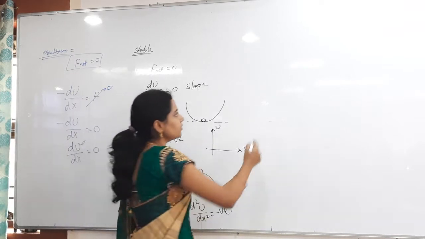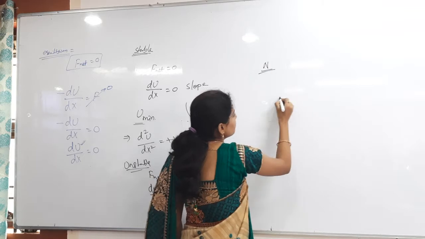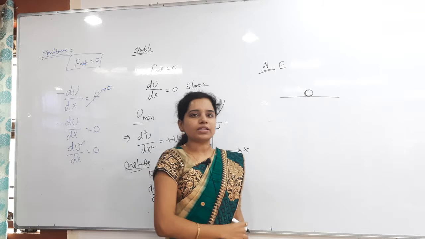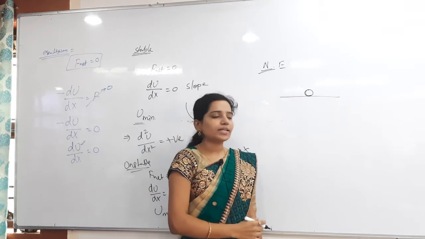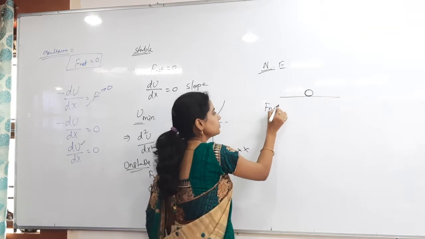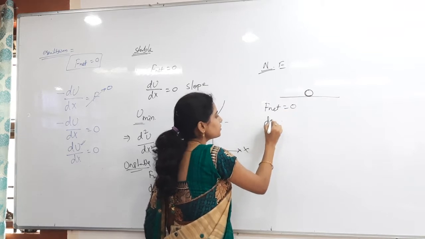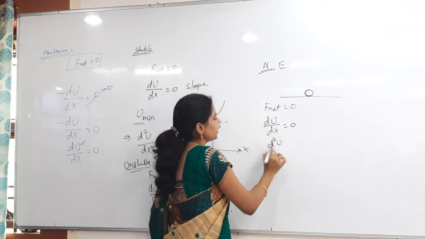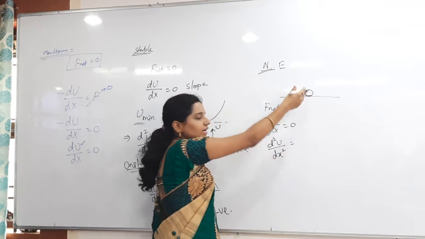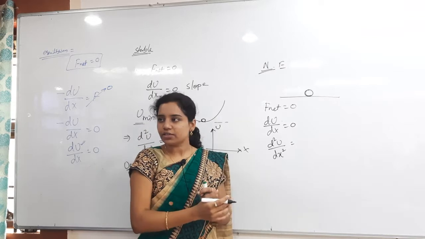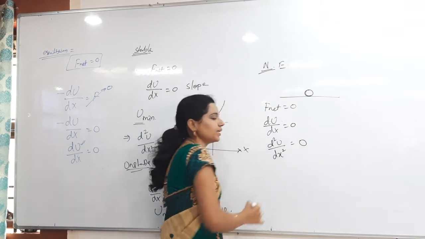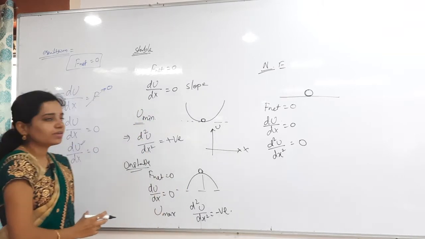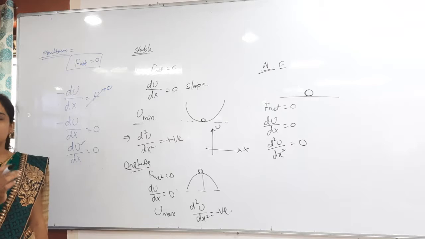Next, whenever you see the neutral equilibrium, at that time what happens? The body is neither moving away, nor coming back. So at that time the net force also again how much? 0 only. Then slope is also equal to how much? 0 only. Then tell me the curvature, d square u by dx square. Is there any curvature for this? Is there any curve here? No. So d square u by dx square is equal to 0. Clear, right?